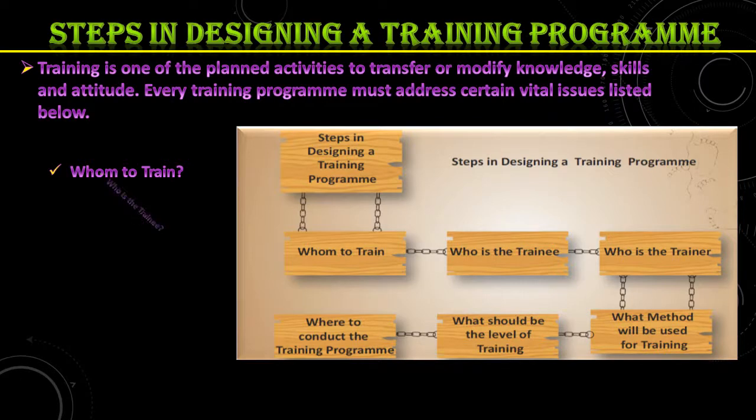Next step is, who is the trainee? Who is going to train them? A person who is learning and practicing the skills of a particular job is called a trainee. Trainee should be selected on the basis of self-interest and recommendation by the supervisor or by the human resource department itself.